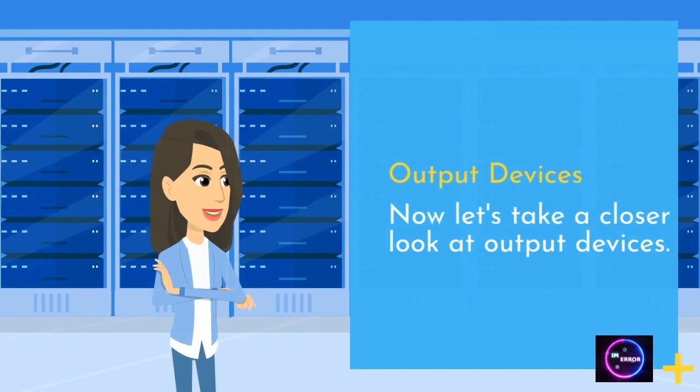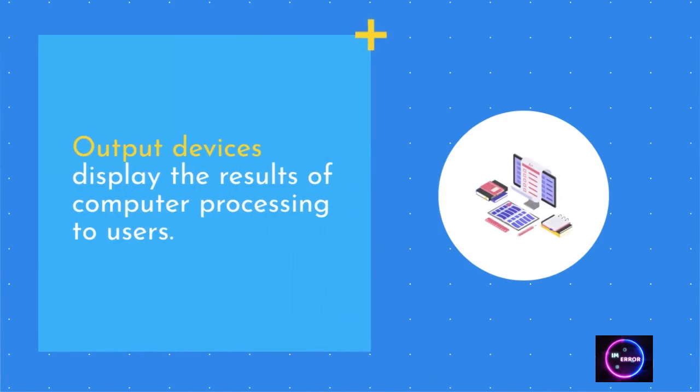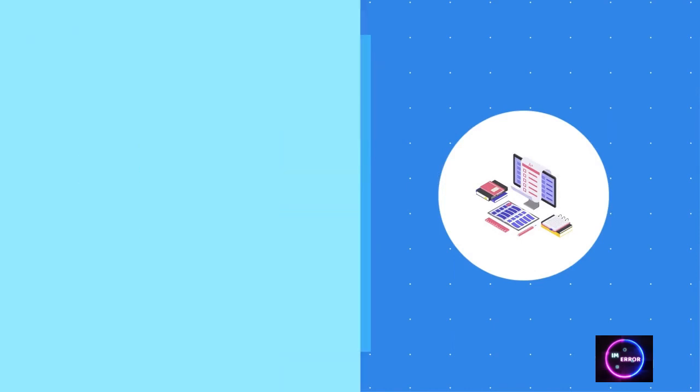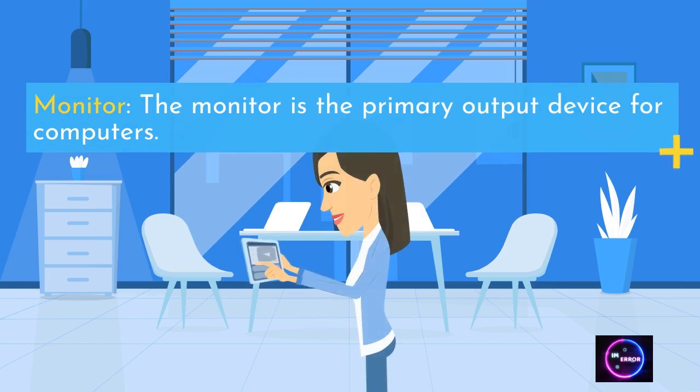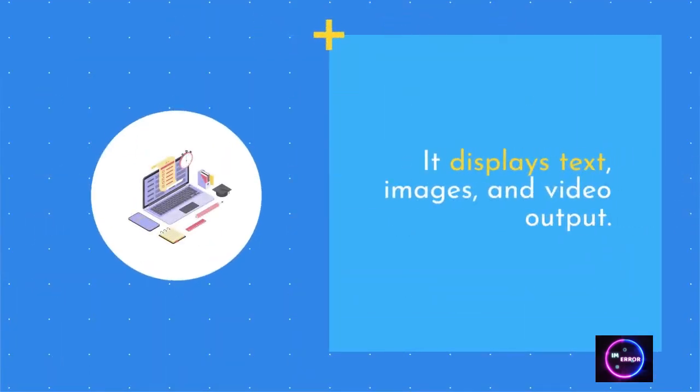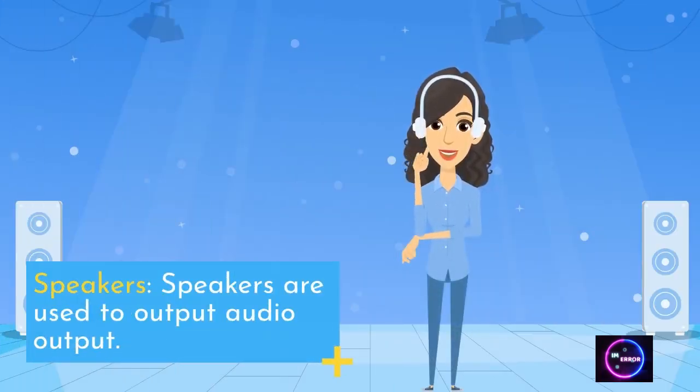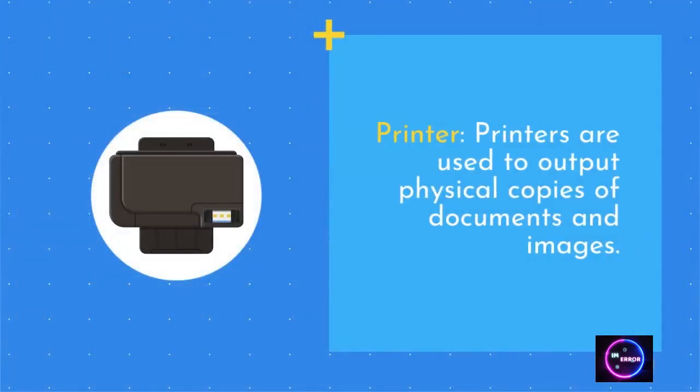Output devices. Now let's take a closer look at output devices. Output devices display the results of computer processing to users. Some common examples of output devices include monitor. The monitor is the primary output device for computers. It displays text, images, and video output. Speakers. Speakers are used to output audio output. Printer. Printers are used to output physical copies of documents and images.